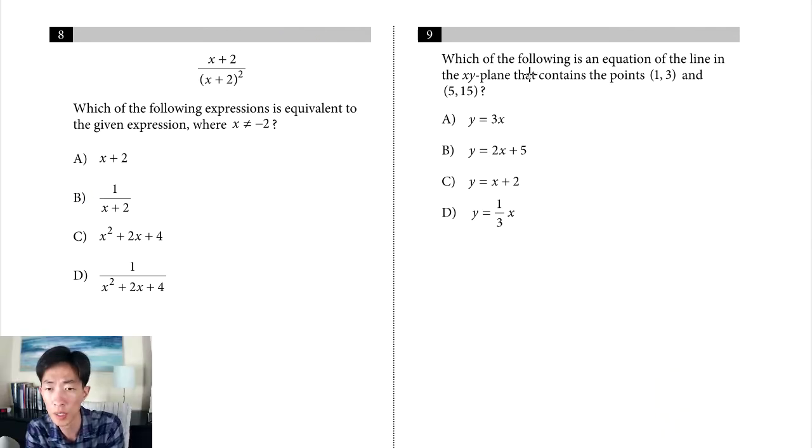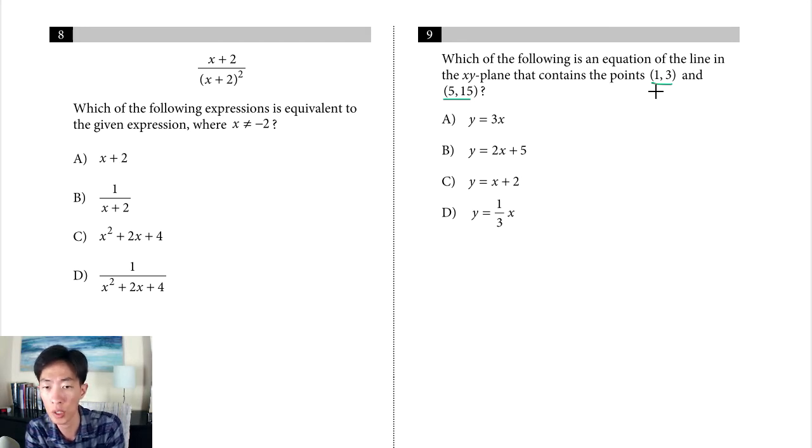Question 9. Which of the following is an equation of the line in the xy plane that contains the points 1, 3, and 5, 15? So you could do this the real way and derive the equation of the line. That kind of takes a lot of time. What we can do is a shortcut. In other words, if each of these equations describes a line that contains these 2 points, that means we should be able to plug in either of these points and have the equation be true. So let's start plugging it in and we'll eliminate some choices.